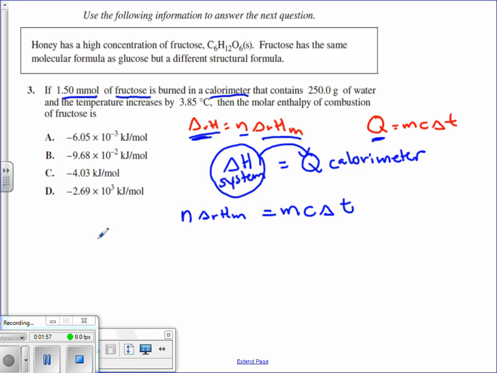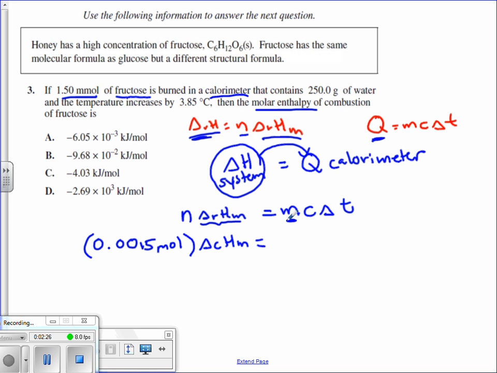So this will be 0.0015 moles of fructose. And what we're solving for is the molar enthalpy of combustion. So this value here, the molar enthalpy, is what I'm solving for, specifically for combustion. And this is going to be equal to mc delta T of the calorimeter.